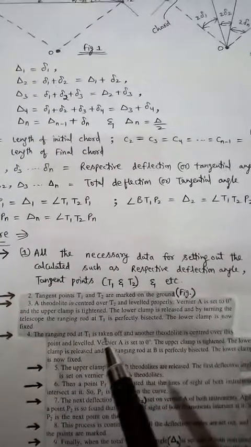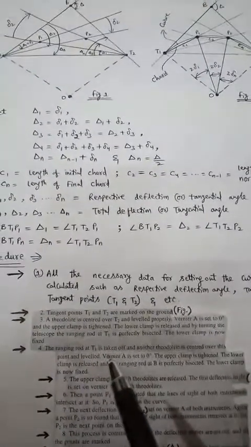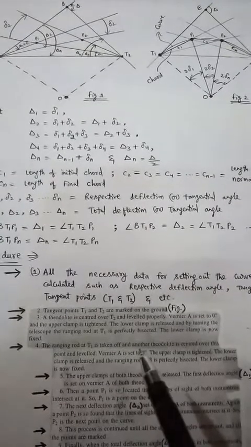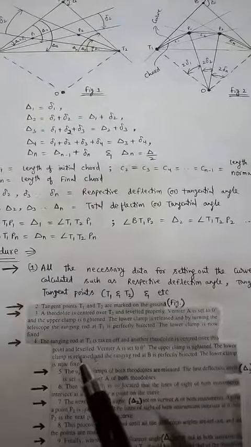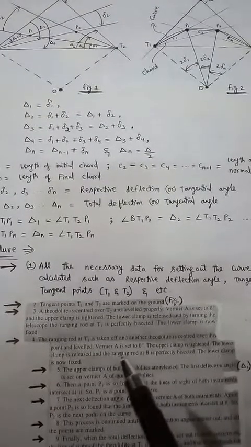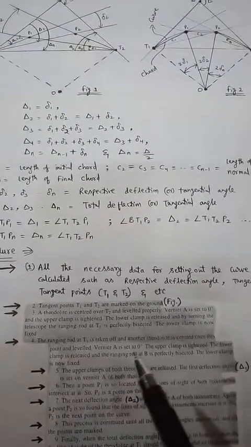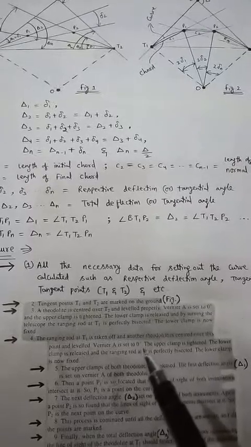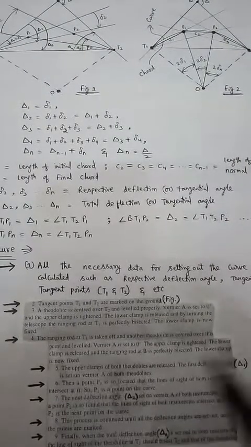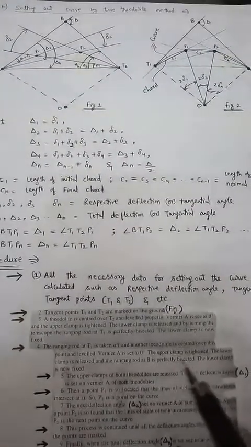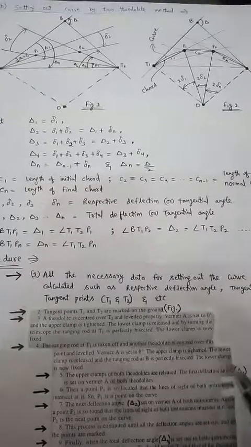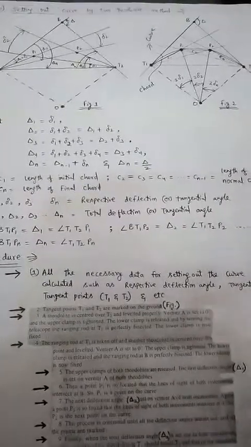Now step number 4. The ranging rod at T1 is taken off. Another theodolite is centered over this point and leveled. On the theodolite, vernier A is set to 0 degrees. The upper clamp is tightened and the lower clamp is released, and the ranging rod at B is perfectly bisected. The lower clamp is now fixed.